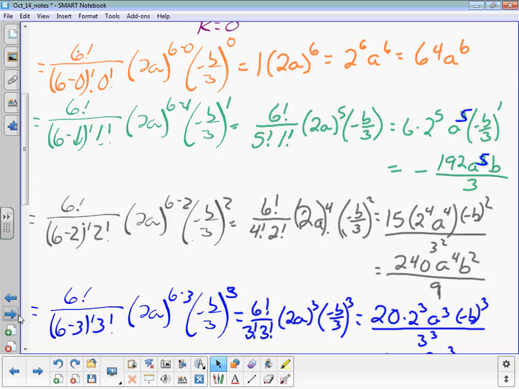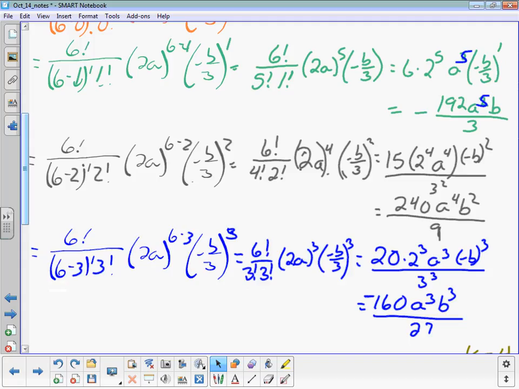Clean that up. My factorial becomes 6 factorial over 3 factorial, 3 factorial. 2a to the 3rd power, negative b over 3 to the 3rd power. The factorial simplifies out to be a simple 20. I got a 2 to the 3rd, a to the 3rd, negative b to the 3rd, all over 3 to the 3rd. Since the negative b is to the 3rd power, that means this whole thing's going to be negative. So I take 2 to the 3rd times 20, and I take 3 to the 3rd, find out those values. That gives me 160, but it's negative because the b was a negative value. A to the 3rd, b to the 3rd, all over 27. That's when k is 3.